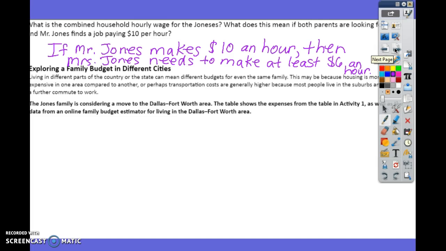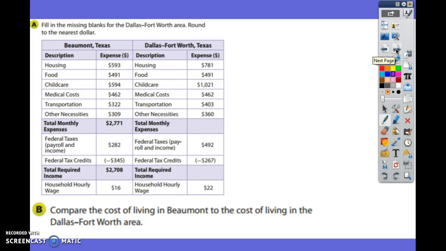Exploring a family budget in different cities. Living in different parts of the country or the state can mean different budgets for even the same family. This may be because housing is more expensive in one area compared to another, or perhaps transportation costs are generally higher because most people live in the suburbs and have a further commute to work. The Jones family is considering a move to the Dallas-Fort Worth area. The table shows the expenses from the table in Activity 1, as well as the data from an online family budget estimator for living in the Dallas-Fort Worth area. Fill in the missing blanks for the Dallas-Fort Worth area, round to the nearest dollar.